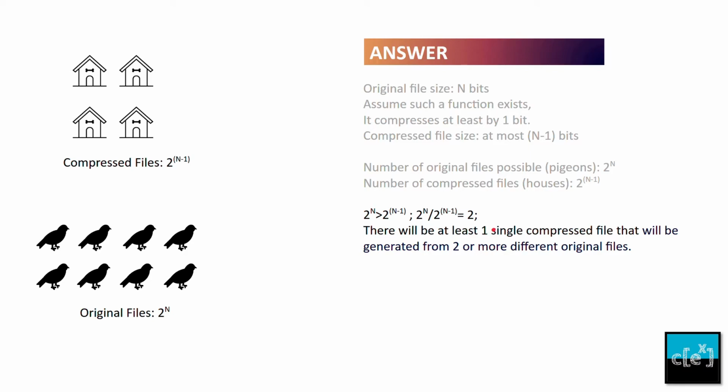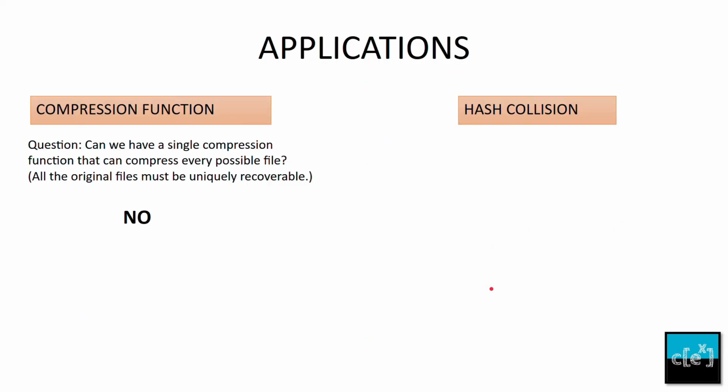Also, if we calculate the average number of pigeons per house, we get 2^n divided by 2^(n-1), which is 2. This means on average, for each house or compressed file, there will be 2 pigeons or original files. So we cannot recover uniquely, which contradicts the requirement of the given question. So the answer to the question is no. No universal compression function exists that can compress and uniquely decompress every file.